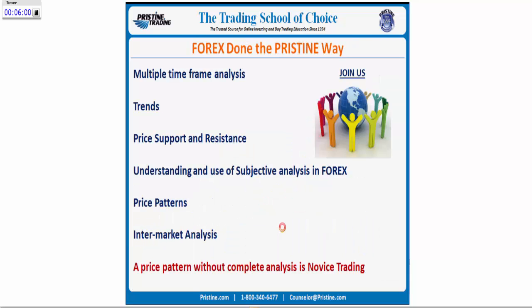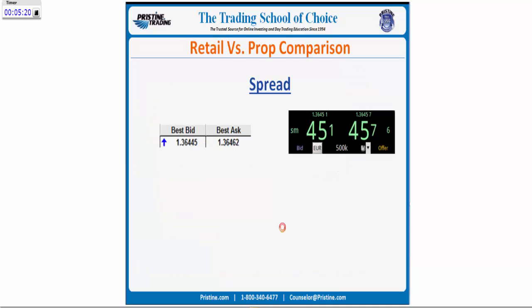So guys, Forex done the pristine way, trading done the pristine way, includes but is not limited to multiple time frames, trend analysis, an understanding of supply and demand, the use of subjective tools such as moving averages, but done in an objective way, understanding the limitation of a moving average so that you can make the most of it. Of course, focused on price patterns and intermarket analysis. I mean, you have to have a price pattern. Without a price pattern, the analysis is not complete. It's that simple.